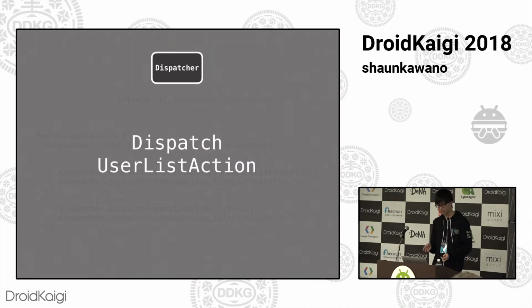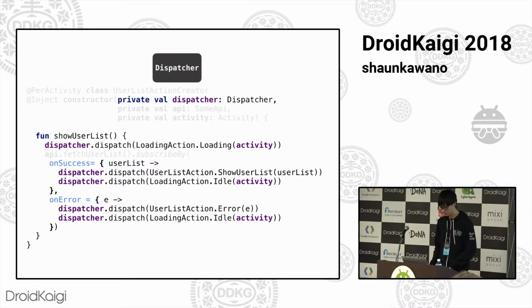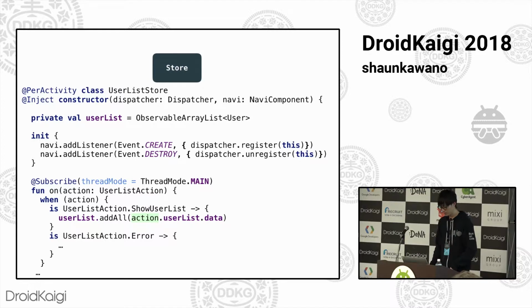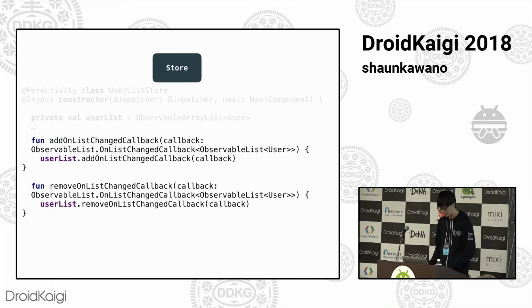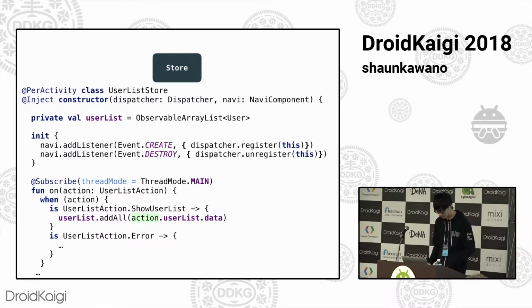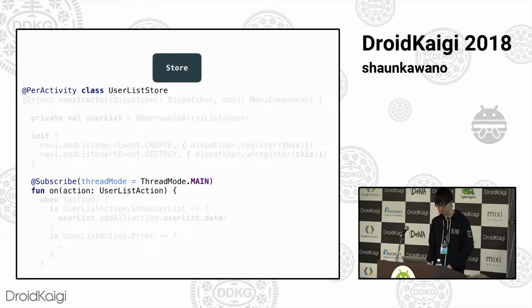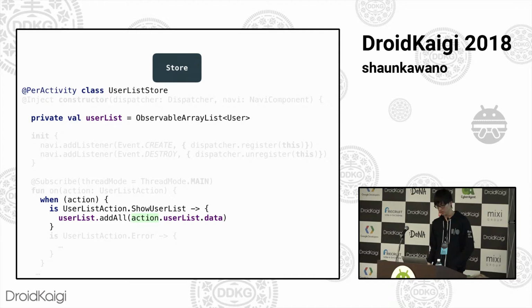Next, let's see what's going to happen when the UserList action gets dispatched. From the action creator, we dispatch the UserList action, and inside the store, it's going to look very similar. But one thing that's different is that in this case we use a data binding ObservableArrayList to manage the list of users. Since we use ObservableArrayList, we need to register a callback for when the list data changes. So we have public addOnListChangedCallback and removeOnListChangedCallback functions, and we're going to use them later. Other than that, it looks the same as loading store. We initialize, register, and unregister based on the activity's lifecycle. Inside the on function, we have the same thing, except in this case we receive the user list action. And when the action is show user list, we add a list of user data into the user list.